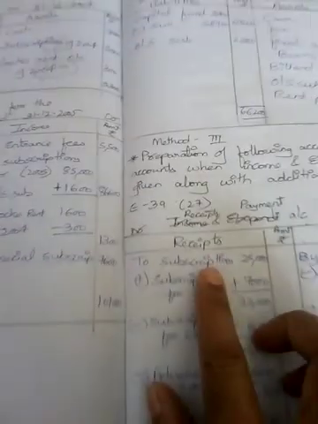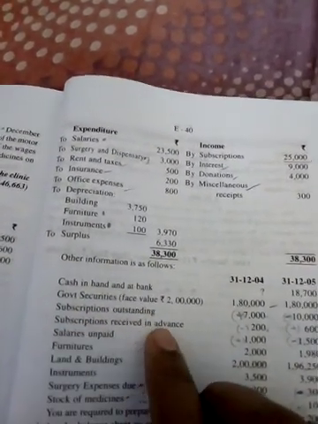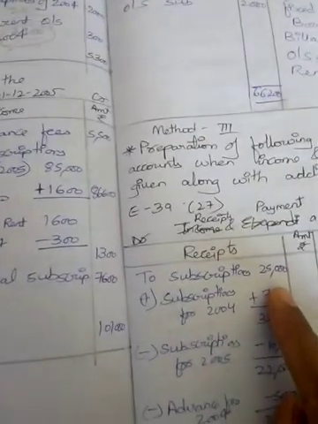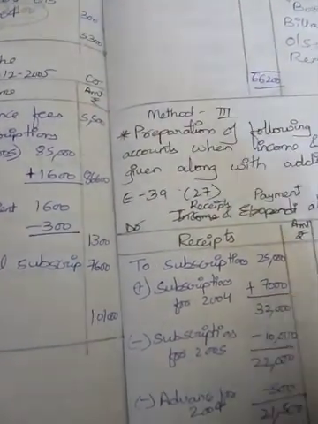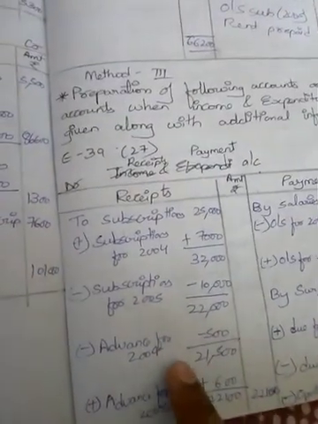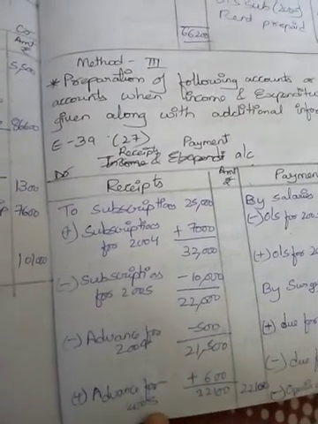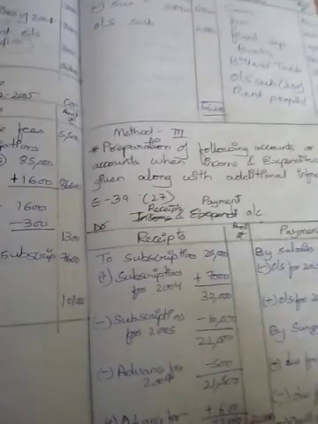Let us see the income first. Under income we have receipts, and the subscriptions are given as 25,000, but we have some information: subscriptions outstanding and subscriptions received in advance. So the subscriptions given on the income side, 25,000, plus subscriptions for 2004 which is 7,000, minus subscriptions for 2005 10,000. Advance for 2004 should be deducted and advance for 2005 should be added.